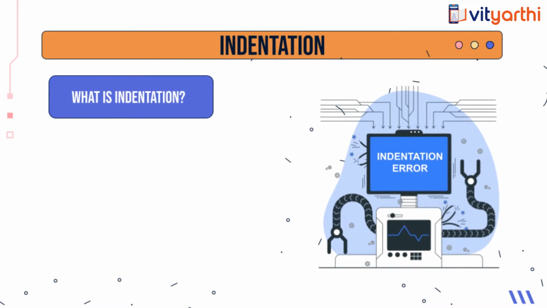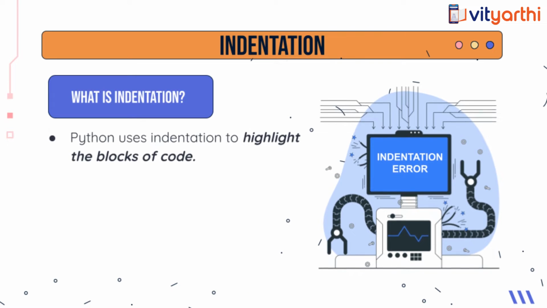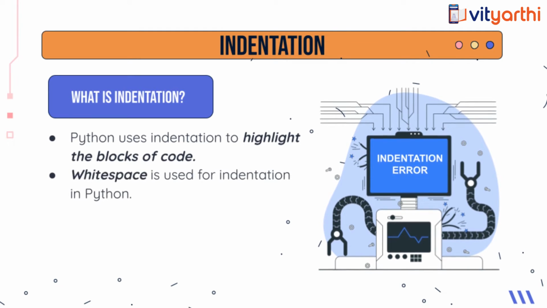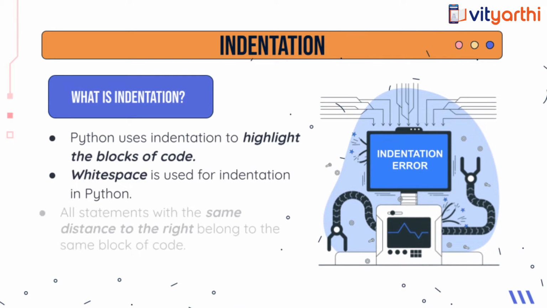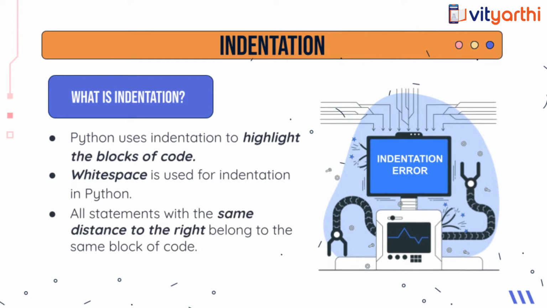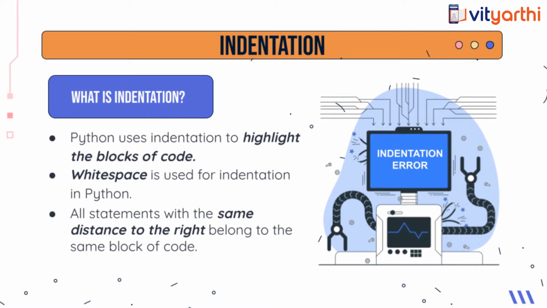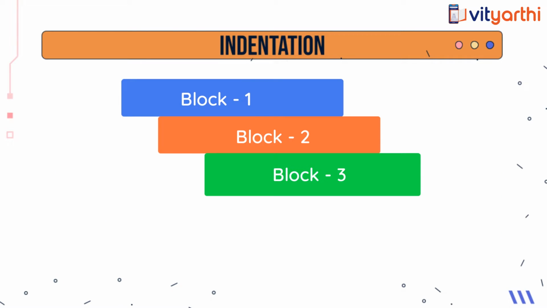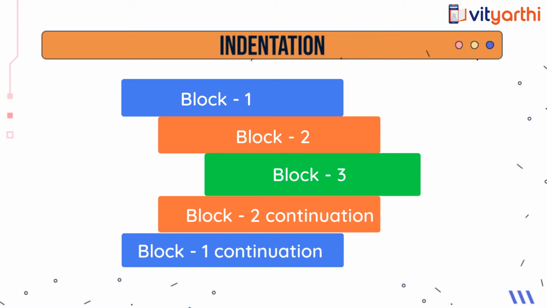What exactly is indentation? Python uses it to highlight the blocks of code. Whitespace is required for indentation in Python. All statements with the same distance to the right belong to the same block of code. If a block has to be more deeply nested, it is simply indented further to the right. In simple terms, indentation refers to adding 4 spaces at the beginning of a code line. Similarly, for each level, 4 spaces are added further.